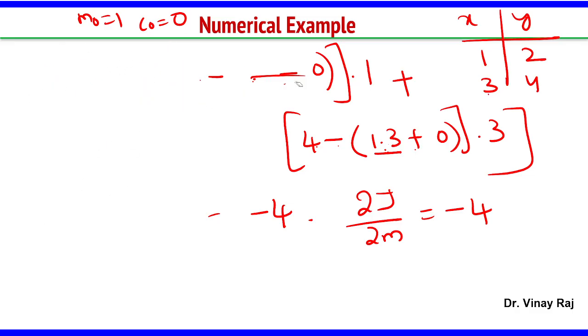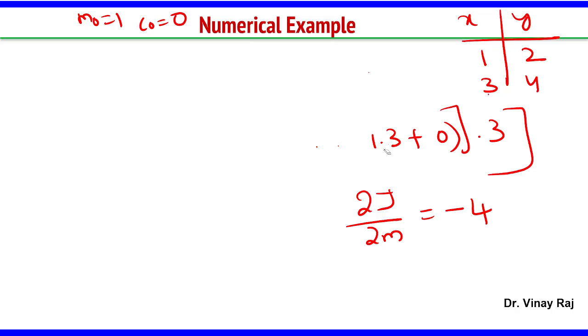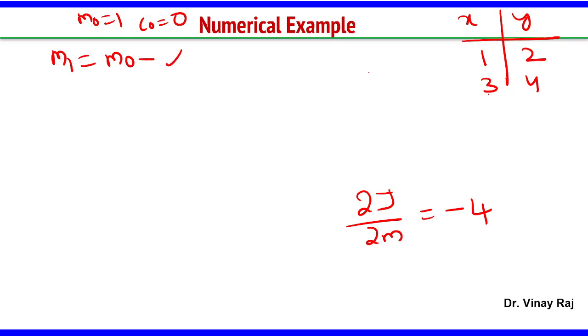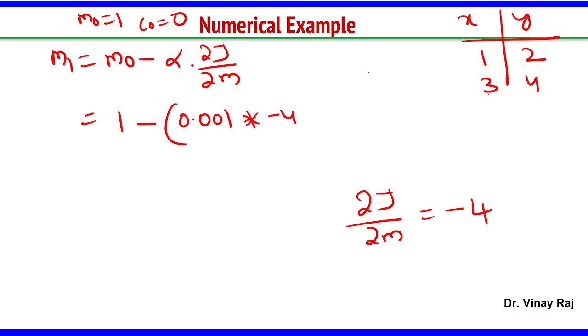We already saw the formula here. We got dou j by dou m as minus 4. So you substitute the value here: m1 is equal to m naught minus alpha into dou j by dou m. What is m naught? It is 1, minus, what is alpha? 0.001, into minus 4. If you calculate this value, it is somewhere around 1.004. This is my new m1 value. So the new m1 value is 1.004.